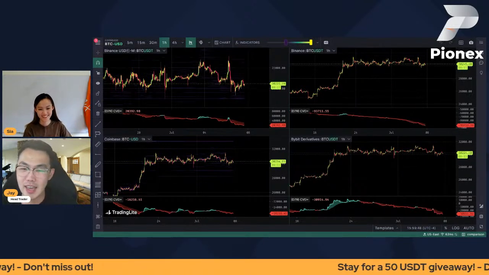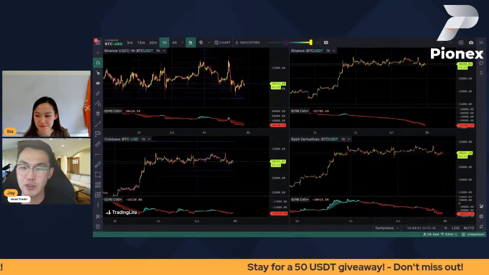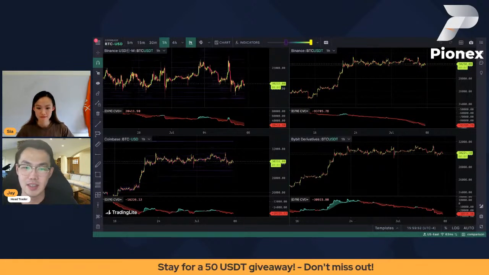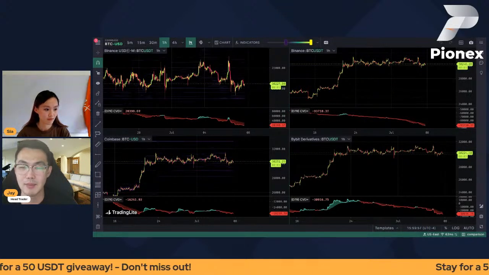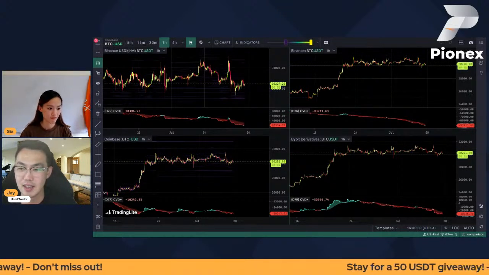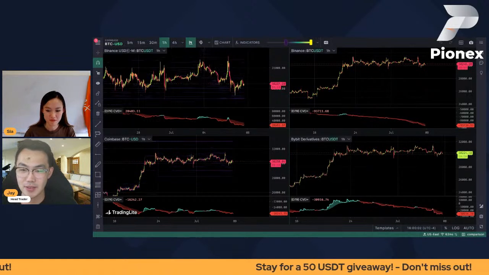Thumby, what is that indicator? It's a cumulative volume delta. It's called CVD. It's not on a lot of platforms. It's only on, I mean, the one I'm using is TradingLite. It's not on a lot of different platforms.